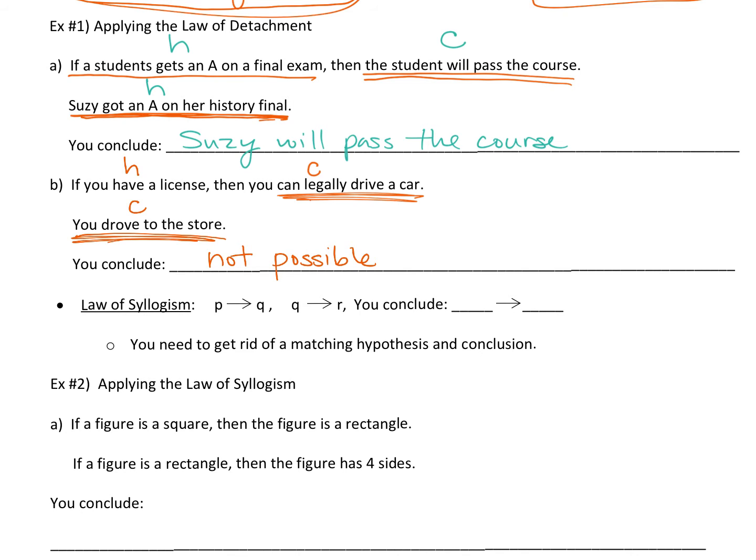So it is possible that you drive to the store, but that does not mean the hypothesis, you have a license, is true, okay? So you really have to look for that. If the hypothesis is given as the true statement, then you can say the conclusion is true, okay? If the hypothesis is not given, if it's the conclusion that's given, then you have to say not possible, because there's a lot of reasons why that thing could have happened, okay?